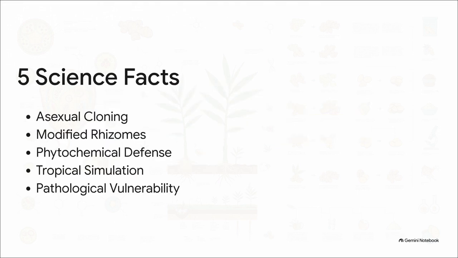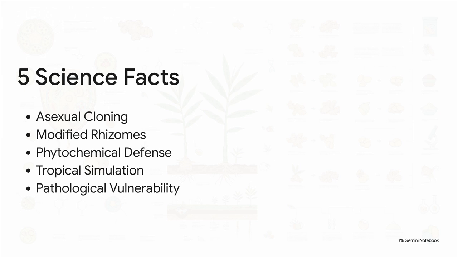Okay, here is our roadmap for today. We're going to hit 5 spectacular facts. We'll cover asexual cloning propagation, modified underground stems, aka rhizomes, phytochemical defense mechanisms, the insane agricultural engineering needed for tropical environmental simulation, and finally, ginger's surprisingly high pathological vulnerability.